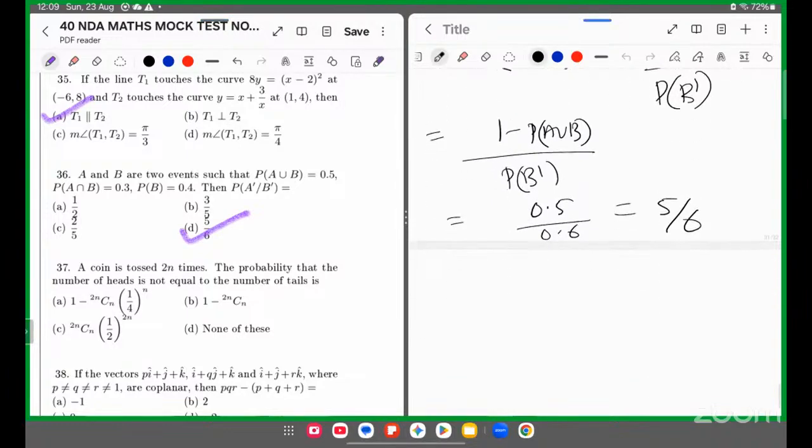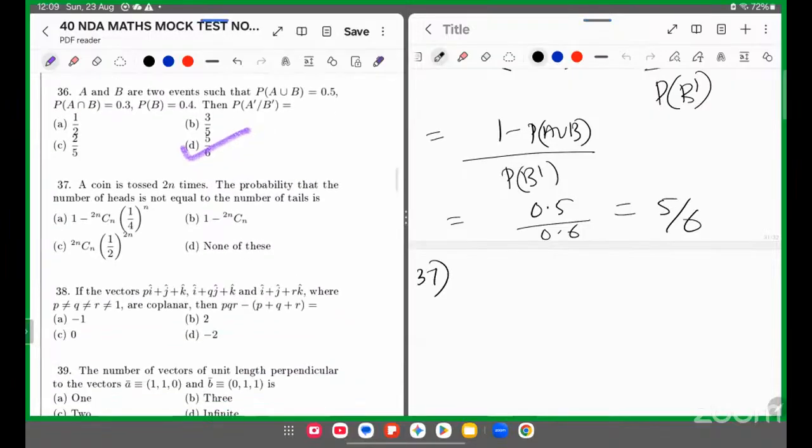So next, question number 37. A coin is tossed 2n times. The probability that the number of heads is not equal to the number of tails.